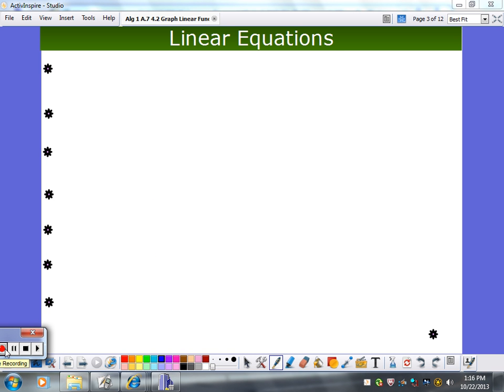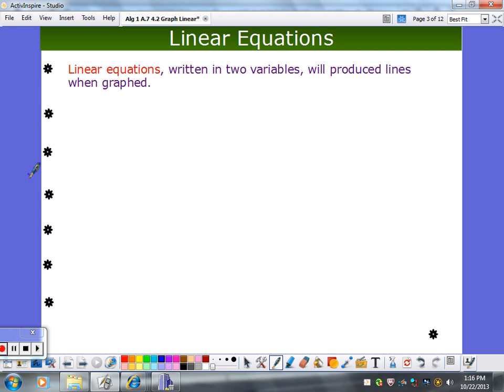We are going to be talking about linear equations. Linear equations have two variables, and they produce lines when you graph them. See that word? Line, right? In that word linear, they make a line.